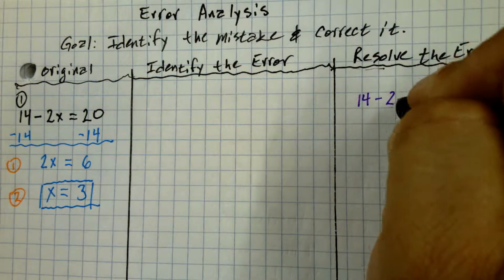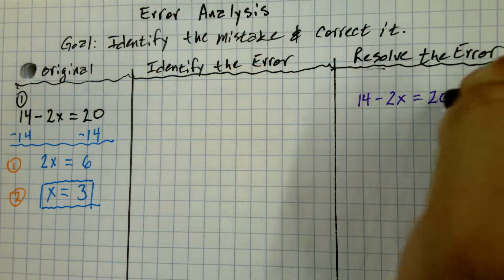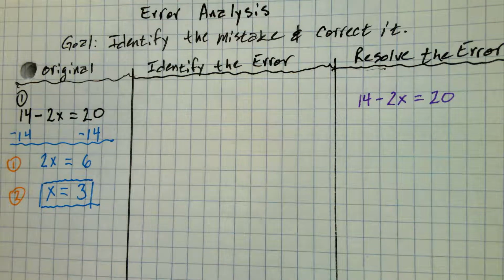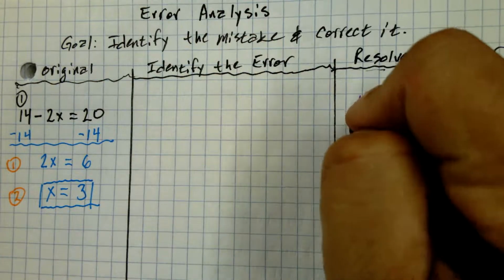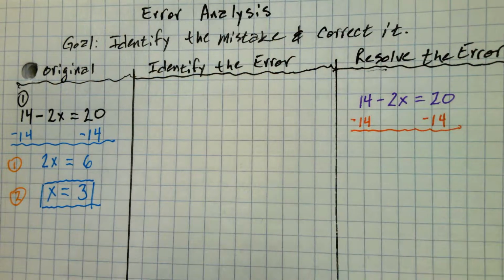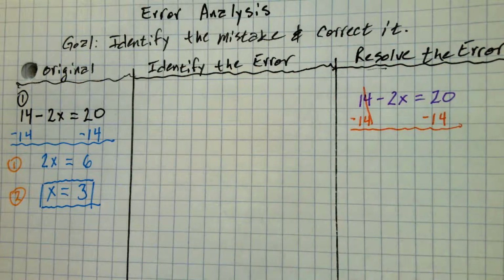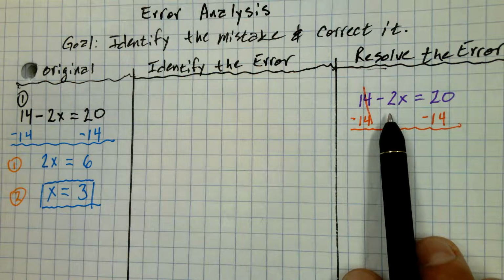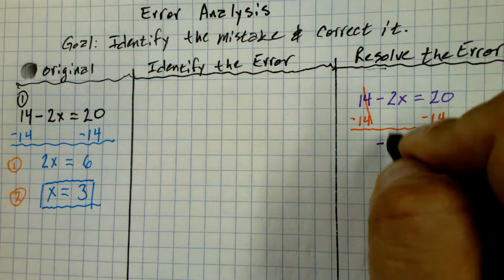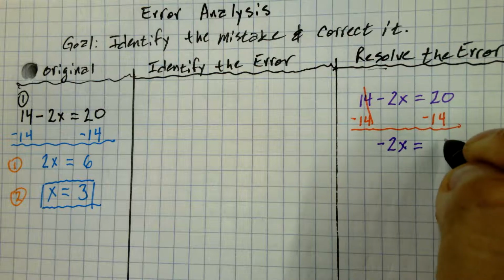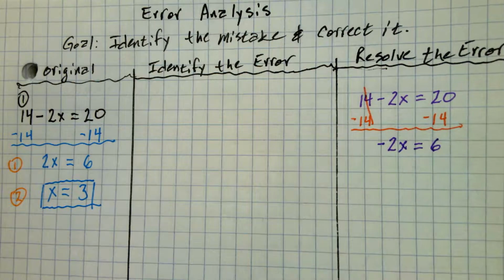14 minus 2x equals 20. Okay? And let's go ahead and solve it ourselves. Now, I see they subtracted 14, and I agree. You do have to subtract 14. Hopefully everyone saw that what they did there was correct. Now, what do I have left on this left side? Yeah, negative, but there's a minus, which is actually what they forgot to do. And this is still 6. Do you see the difference?